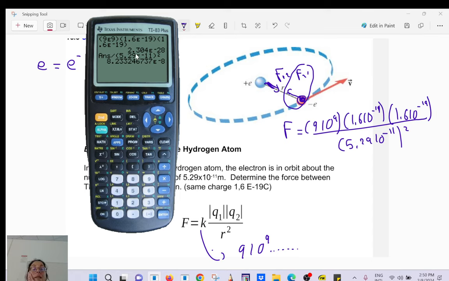So, did you all get that? 8.23 times 10 to the negative 8. You want to make sure you know how to use your TI. Did you get that? I have to be careful, okay? Because if you don't frame the denominator, it's going to multiply and then it's going to divide. So make sure you frame your denominator.